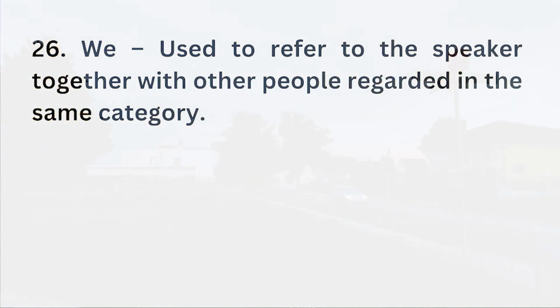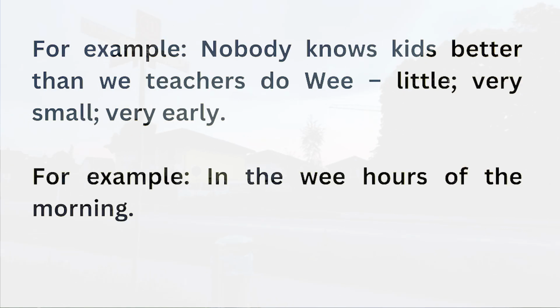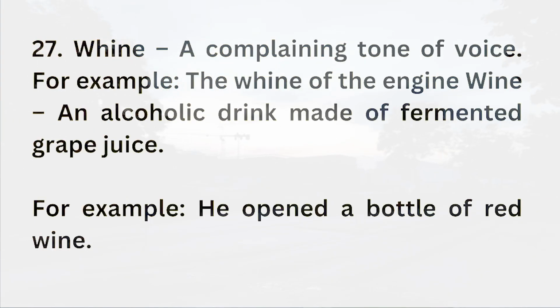26. We: used to refer to the speaker together with other people regarded in the same category. For example, nobody knows kids better than we teachers do. Wee: little, very small, very early. For example, in the wee hours of the morning.